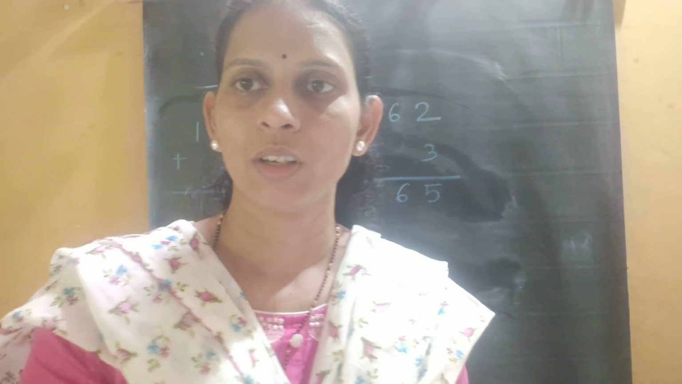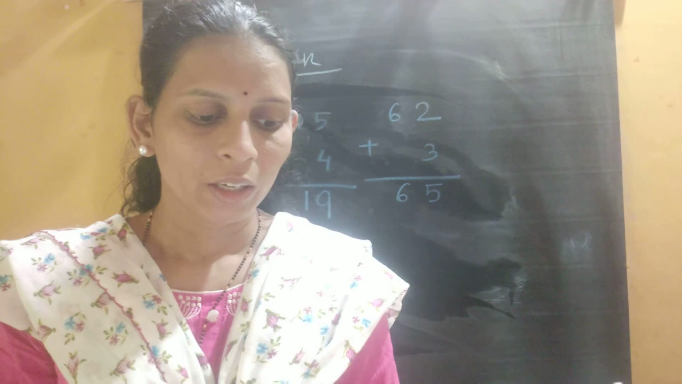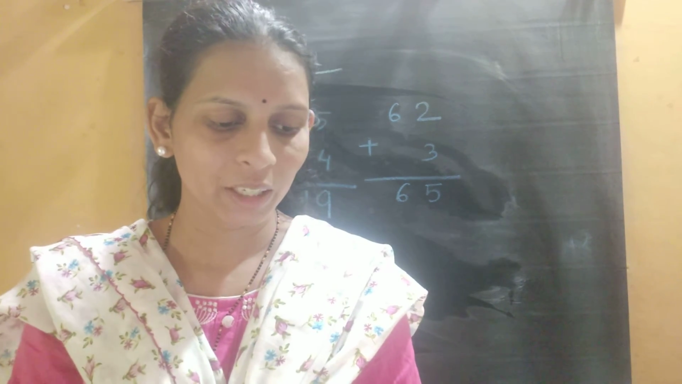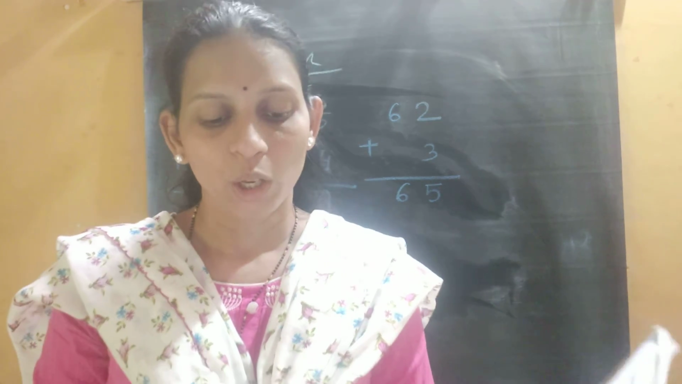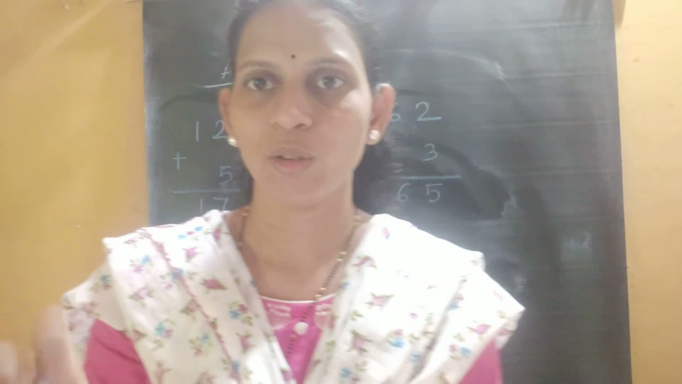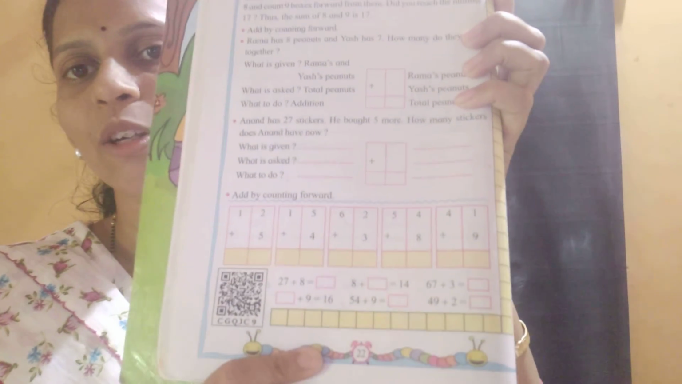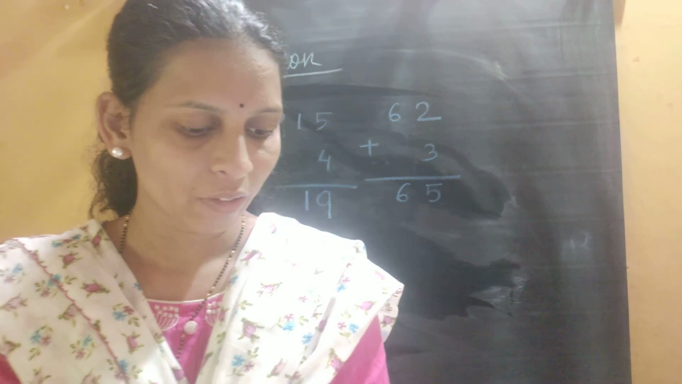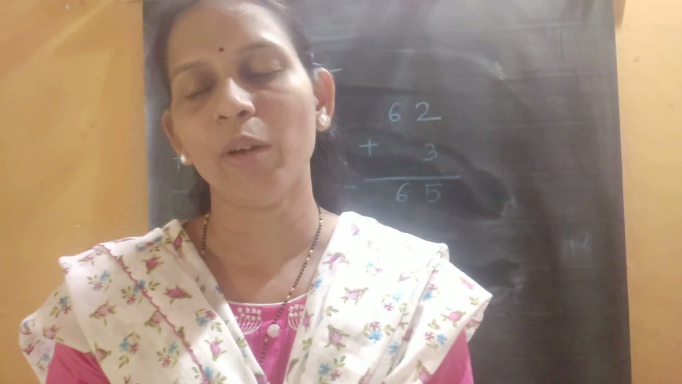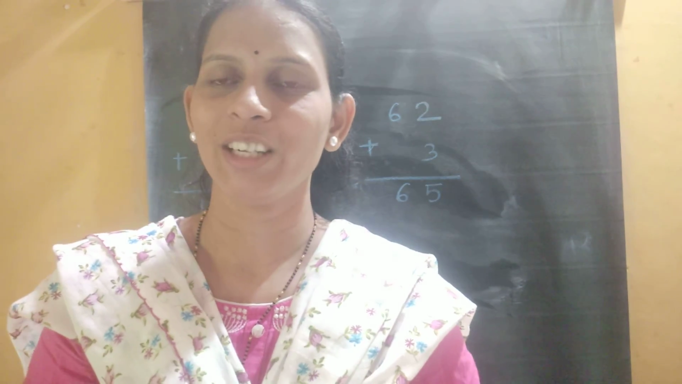Then students, see on page number 22 also there are some examples given. Add by counting forward, that is page number 22. So students, this is your homework. What is the homework? Solve the examples on page number 22. Okay students, there are 5, 6, 7, 10 examples given and you have to solve these examples. This is your homework. Okay students, thank you.